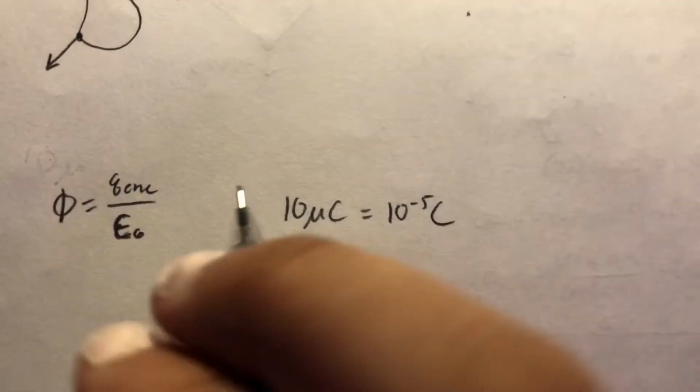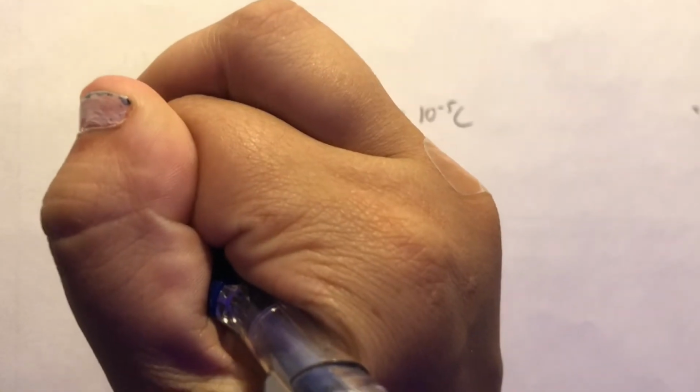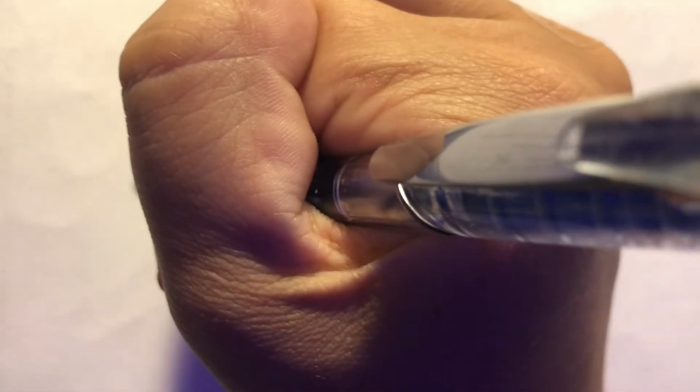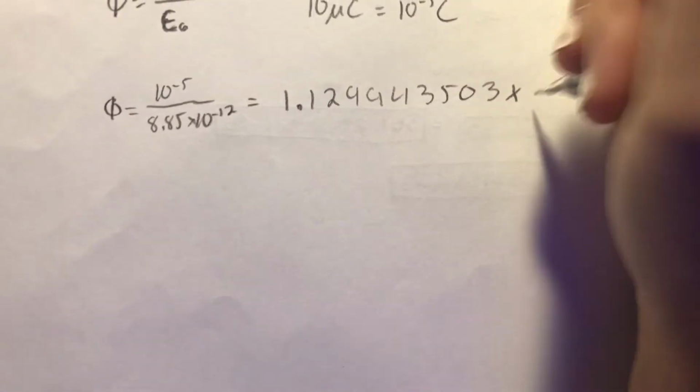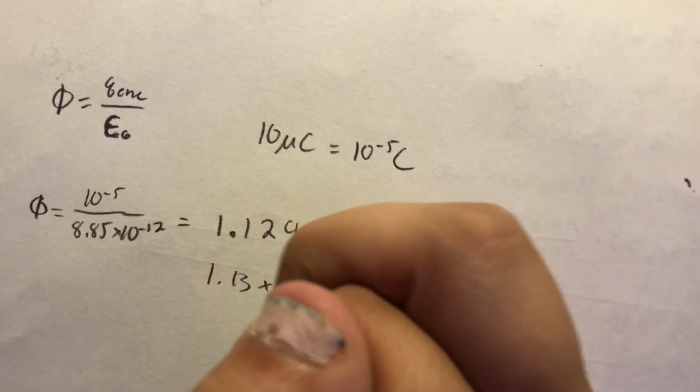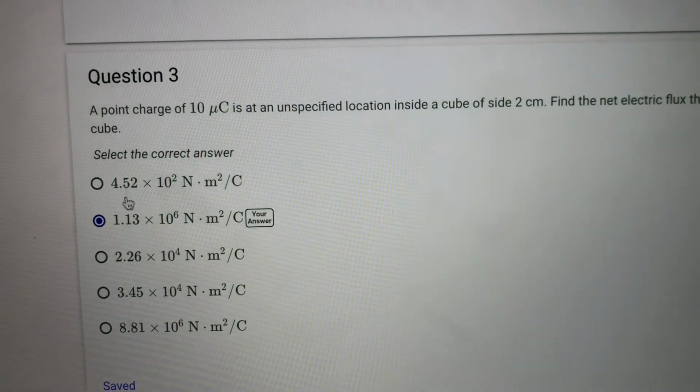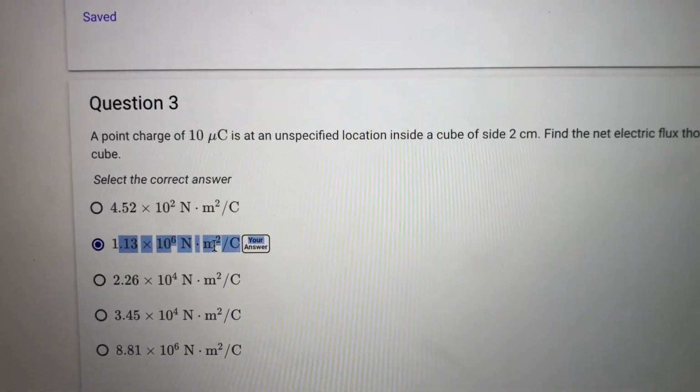So we start with our charge, and we have epsilon naught. Our flux is just equal to this charge, 10 to the negative 5th, over epsilon naught, which is 8.85 times 10 to the negative 12th. If you divide all that out, you get 1.129943503 times 10 to the 6th, which rounds to 1.13 times 10 to the 6th, which we can see is our answer right here. And that's in newton meters squared per coulomb, which is our unit of flux.